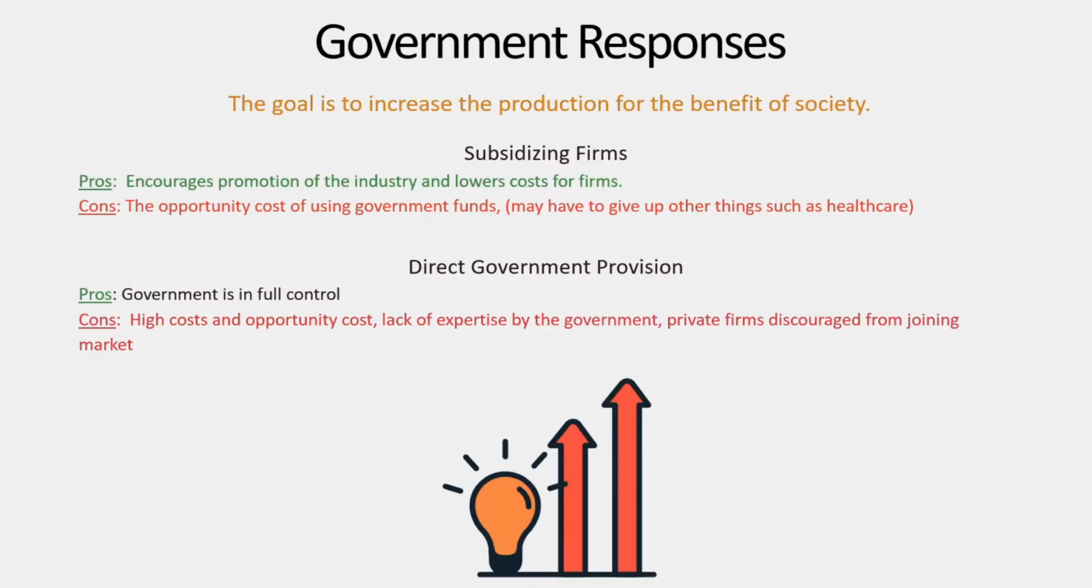Some responses governments can do here is they could subsidize firms. It will encourage promotion, but it will also spend government money. The government could get in complete control, but this will have a high cost and opportunity cost. It could crowd out private businesses, and the government might not have expertise in this.